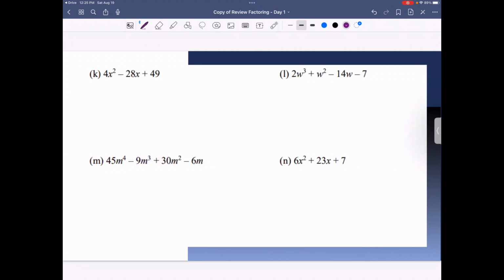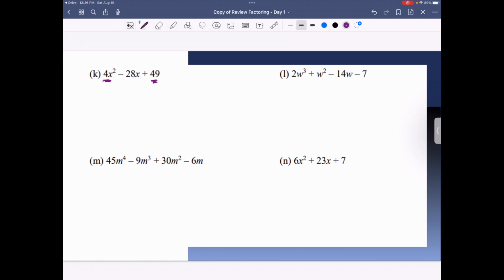Okay, let's do K and M. Ooh, this one's tricky. I could factor this by grouping, but instead I'm noticing that I can take the square root of both of those, which would give me 2x and 7. And 2 times 7 is 14. If I double that, I get 28, which is the middle, right?